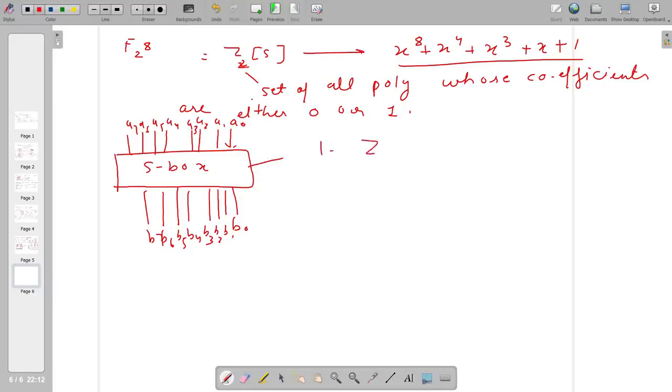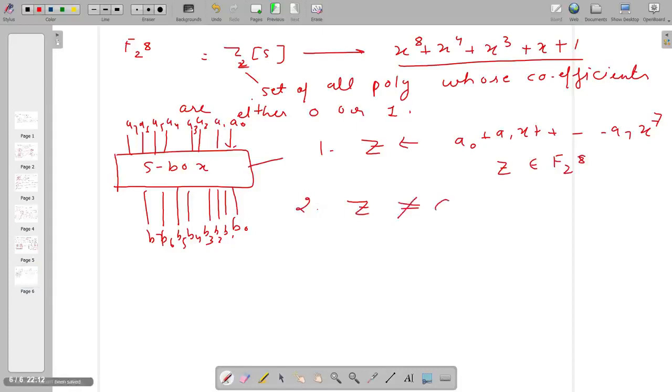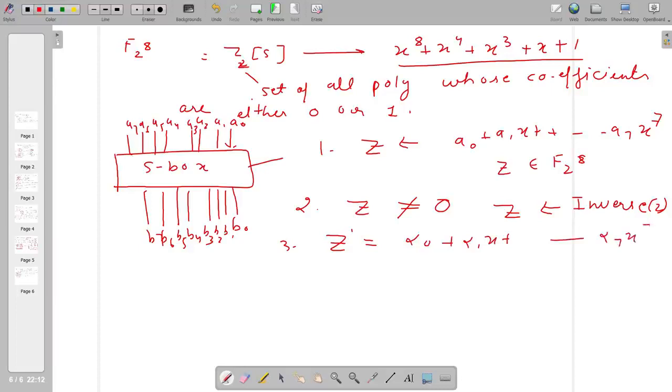So first, we write a polynomial z based on these input bits: a0 plus a1x plus a2x square up to a7x to the power 7, and this z should belong to F2 to the power 8. The second thing is that z cannot be equal to 0, only then does z inverse exist. If this is not equal to 0, then we can say that z inverse exists. Third, this z inverse should be alpha 0, alpha 1x plus up to alpha 7 x^7.